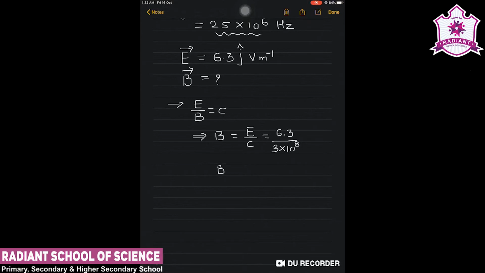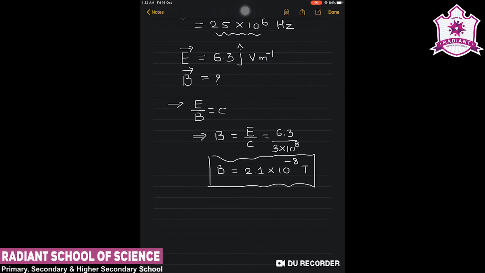So now when we put it, we get the result that the magnitude of magnetic field B is given by 2.1 into 10 to the power minus 8 Tesla. Now we want to also find the direction of the magnetic field B. To find the direction, we note that electric field E is along the y direction and the wave propagates along the x-axis.